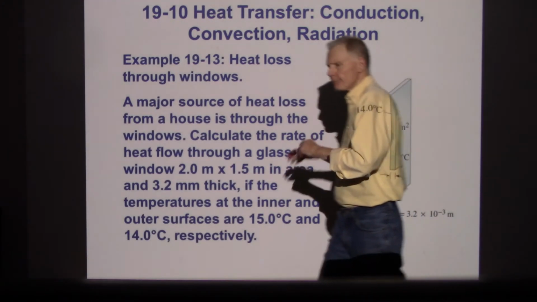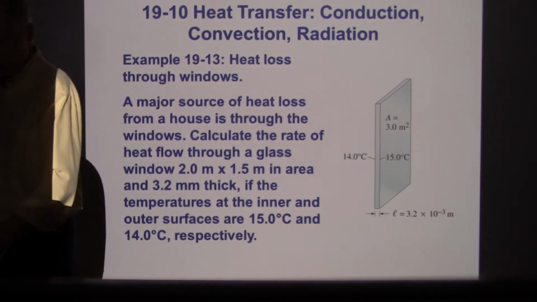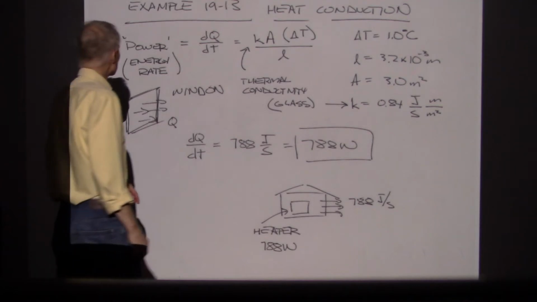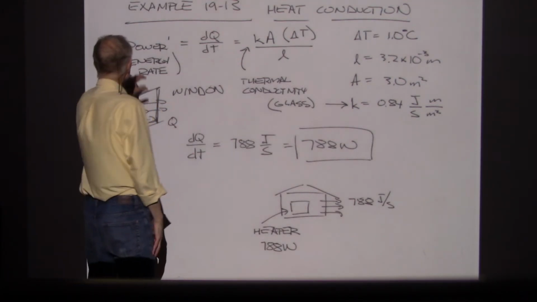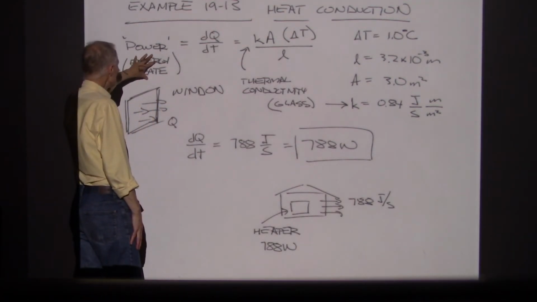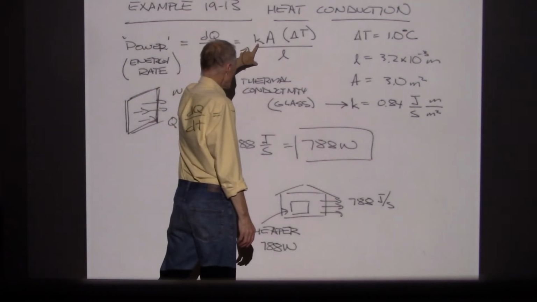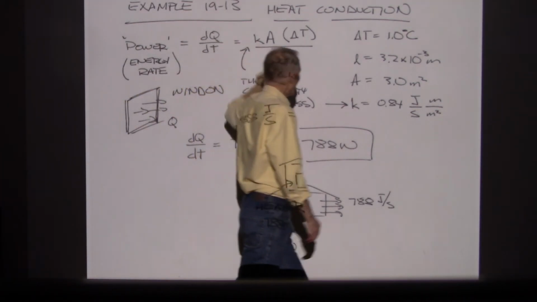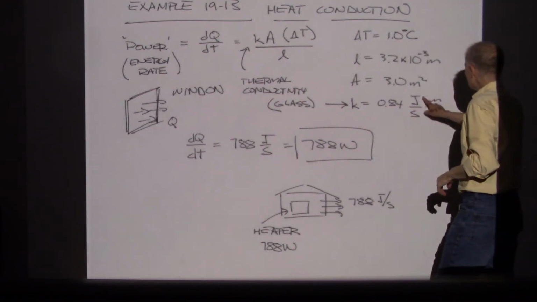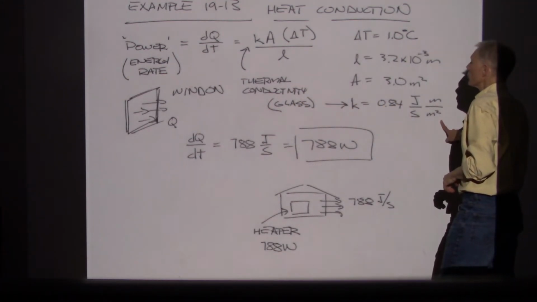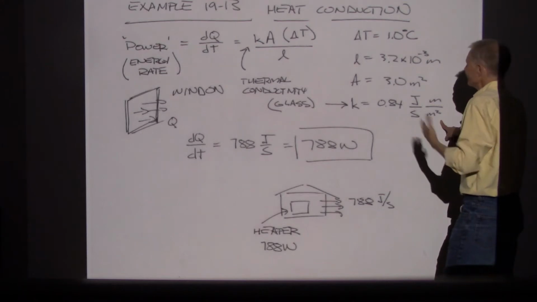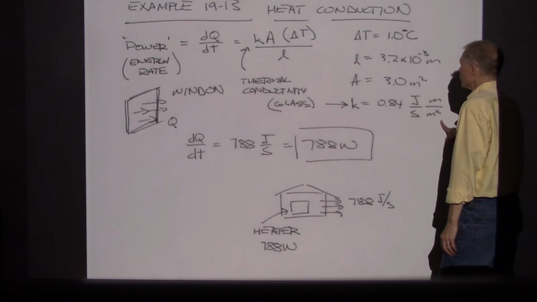So anyway, they're thinking in terms of not such a large temperature difference. So let's plug it in. The energy rate, the rate at which energy is transferring through that window, is the thermal conductivity of glass, and that works out to be 0.84 joules per second per meter per kelvin. If you check all the units, they cancel correctly.